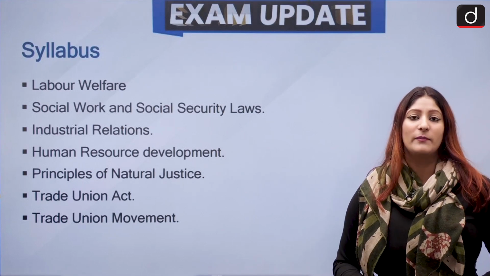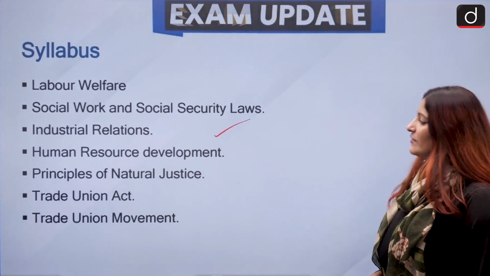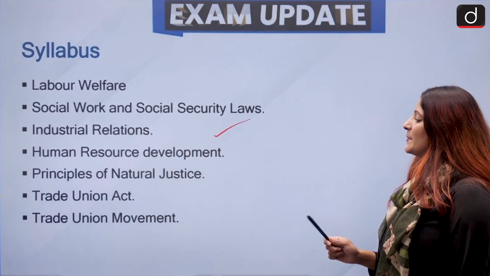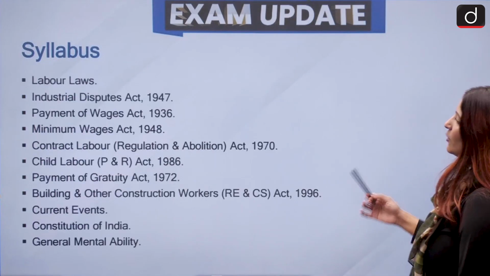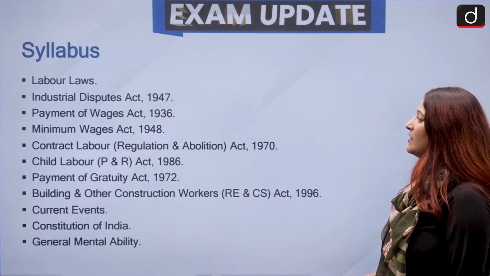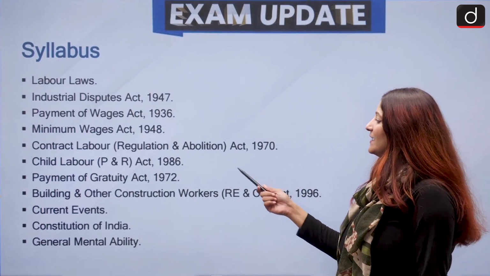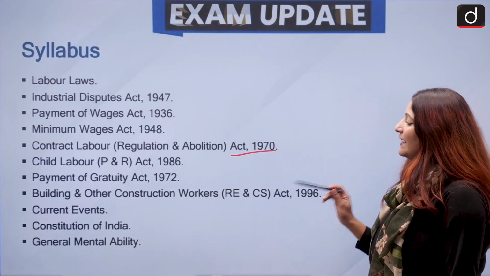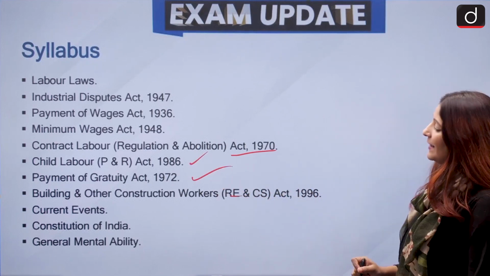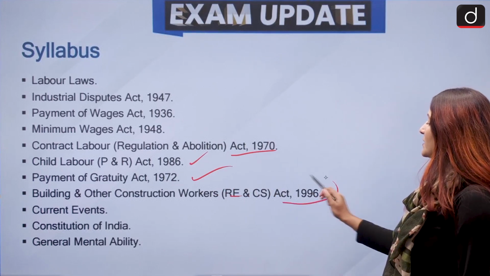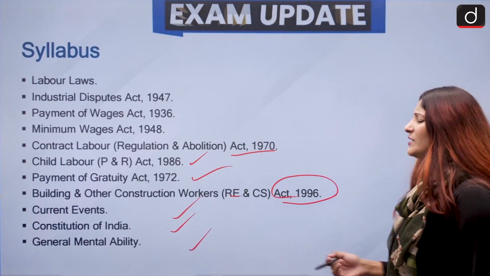Syllabus will be largely from labor welfare and social security. So labor welfare, social work and social security laws, industrial relations, HR development, principles of natural justice, Trade Union Act, trade union movement. And in the labor laws, we have the Industrial Disputes Act of 1947, Payment of Wages Act 1936, Minimum Wages Act of 1948, Contract Labor Act of 1970, Child Labor Act of 1986, Payment of Gratuity Act 1972, Building and Other Construction Workers Act 1996. Current events are also there, Constitution and general mental ability, logical reasoning and all.